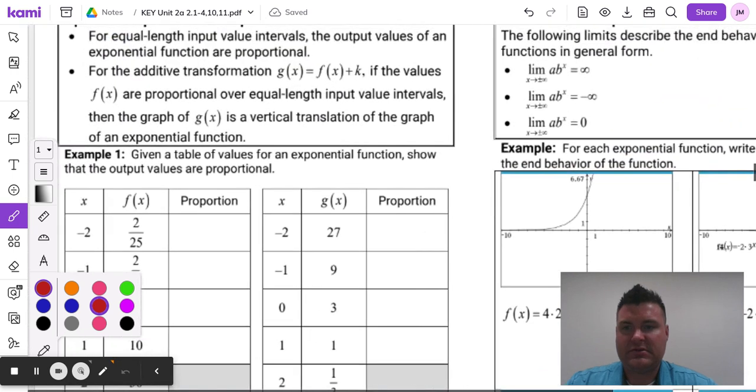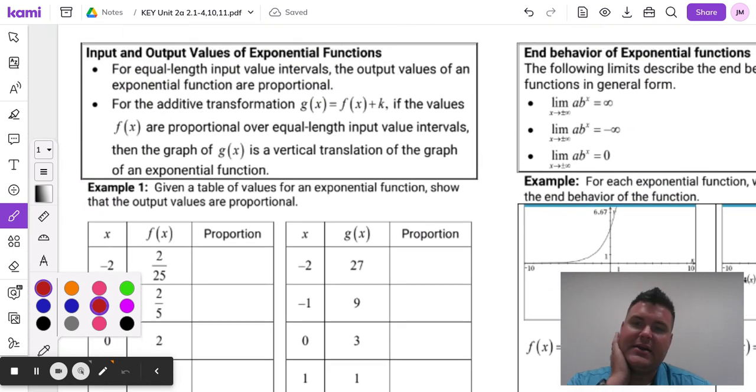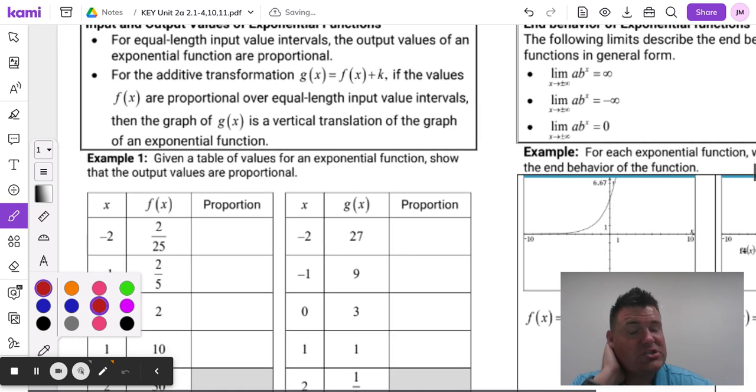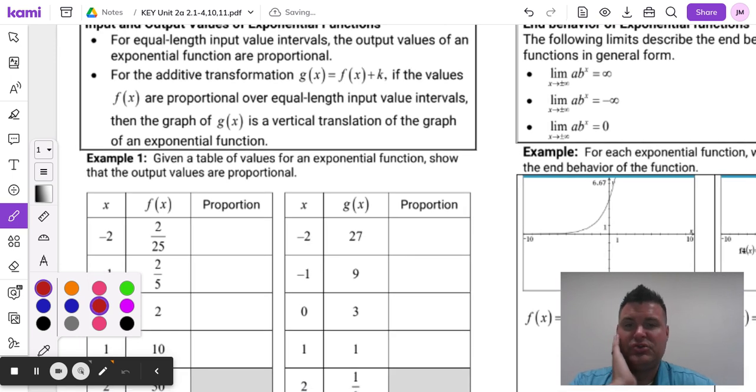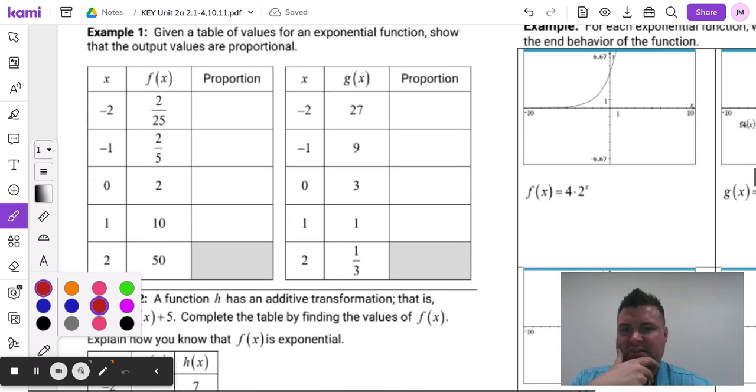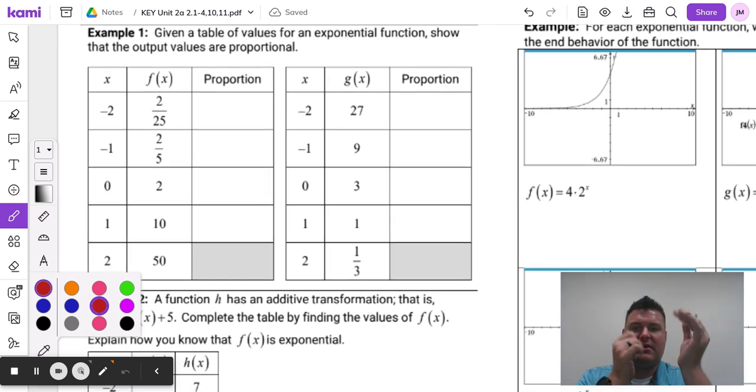Let's go on to some behaviors with this on input and output values. As long as our x values are of equal length, which they will be for these exponentials, we're not going to do anything too tricky on that. The output values of an exponential function are proportional, which means that we can multiply by a number to get to all of these. So if I'm looking at this example 1, I have 2 different graphs here.